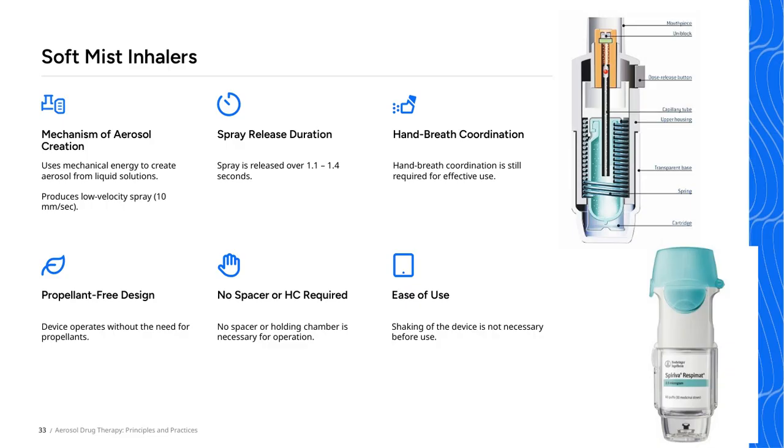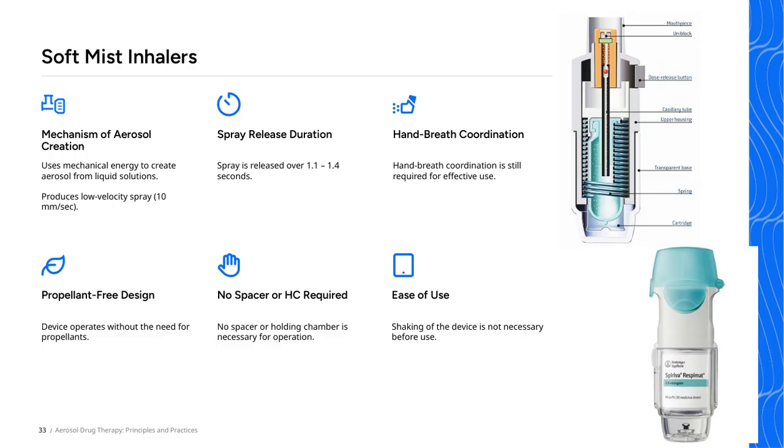Let's talk about soft mist inhalers and some key points about their use. First, you don't need to shake the device before using it, which makes the process simpler and more convenient. When it comes to ease of use, these inhalers don't require a spacer or holding chamber, so they are straightforward to operate. Additionally, they are designed to be propellant-free, meaning they operate without the need for any propellants, making them a more environmentally friendly choice.